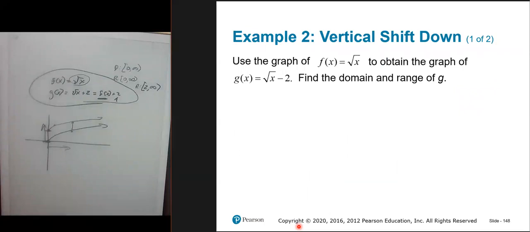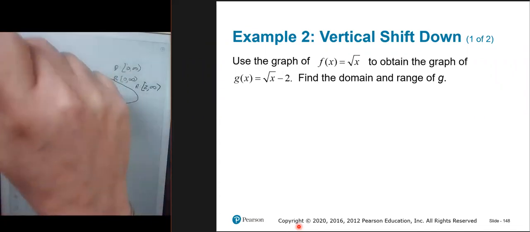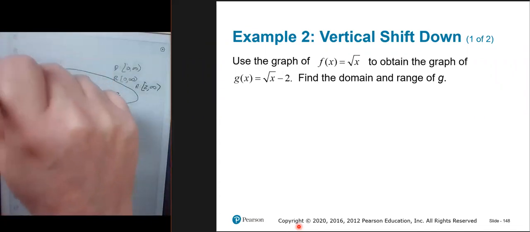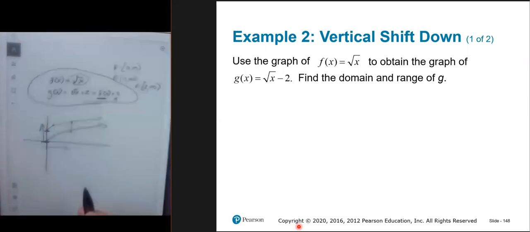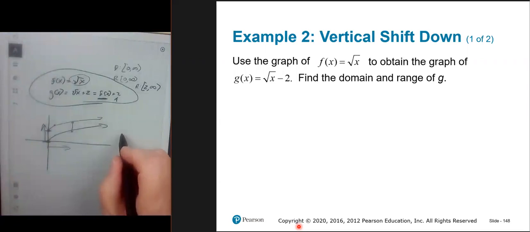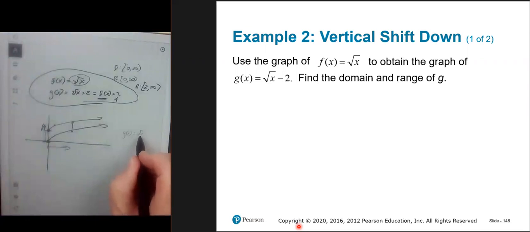Now they're going to use the same graph, the same parent function, but they're changing what G is. Now G of X is the square root of X minus 2. So that's the same thing as saying F of X minus 2. So now the change again is happening in the y values because it happens after the parent function, and we're changing it by subtracting 2.